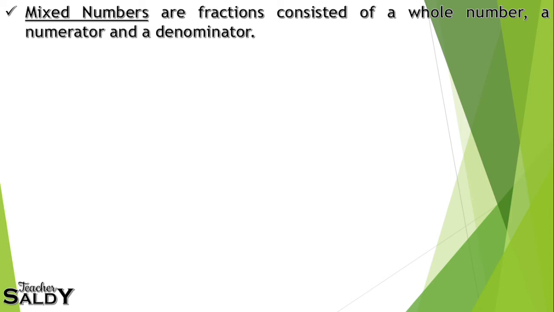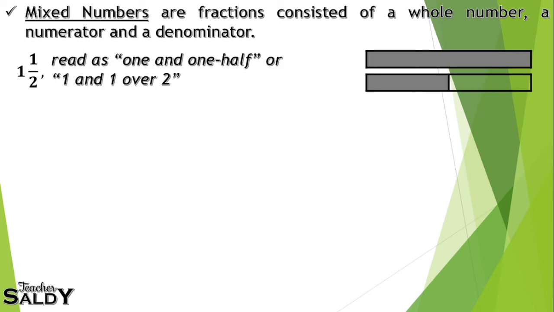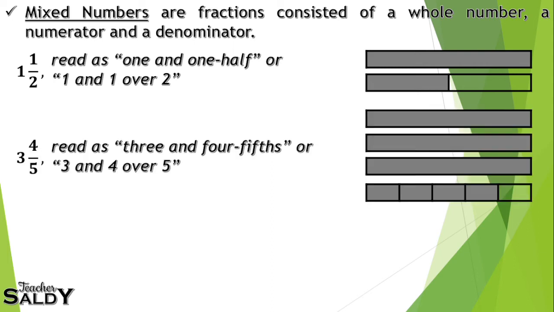So next is what we call the mixed numbers. Mixed numbers are fractions consisting of a whole number, a numerator, and a denominator. Examples, 1 and 1/2. So 1 whole and then 1/2 as the fraction. 3 and 4 over 5, we have 3 and 4/5. So 3 whole parts and then 1 is divided into 5 and 4 equal parts are taken, or shaded.